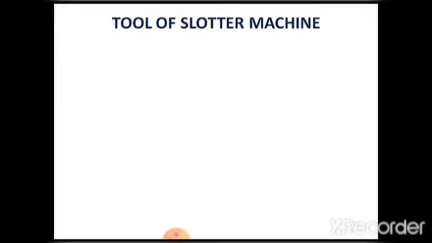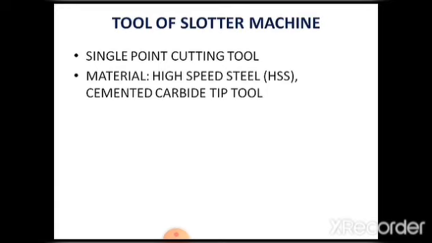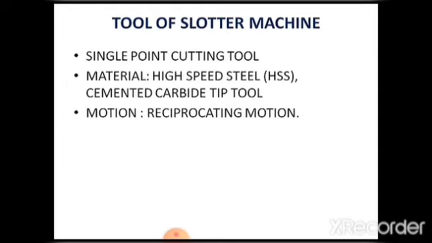ठीक है, अब इसमें देखते हैं टूल्स जो यूज होता है स्लॉटर मशीन में वो कौन सा होता है। तो इसमें जो टूल आपका यूज होता है वो आपका सिंगल पॉइंट कटिंग टूल होता है, यानी कि एक धारी कर्तन औजार इस्तेमाल होता है। और वो आपका किस चीज का बना हुआ होता है? हाई स्पीड स्टील का सीमेंटेड कार्बाइड टिप टूल होता है, यानी कि इन दोनों पदार्थ का ये आपका बनाया जाता है। ठीक है, इसका मोशन क्या होता है?